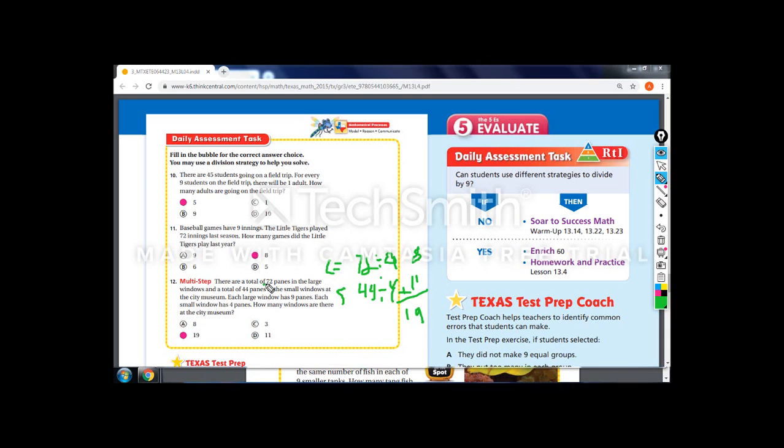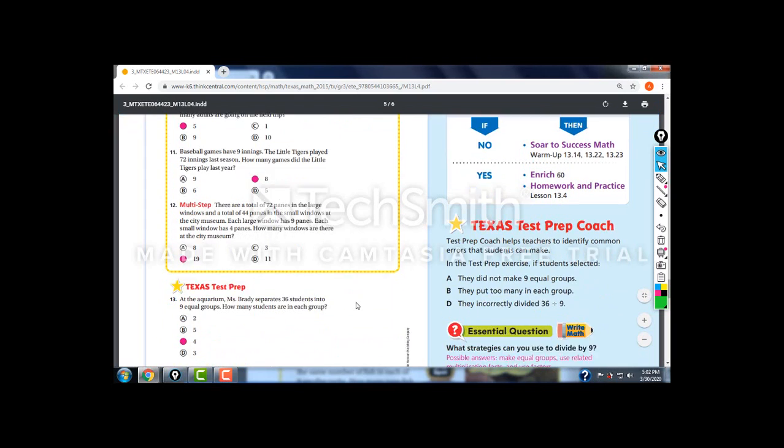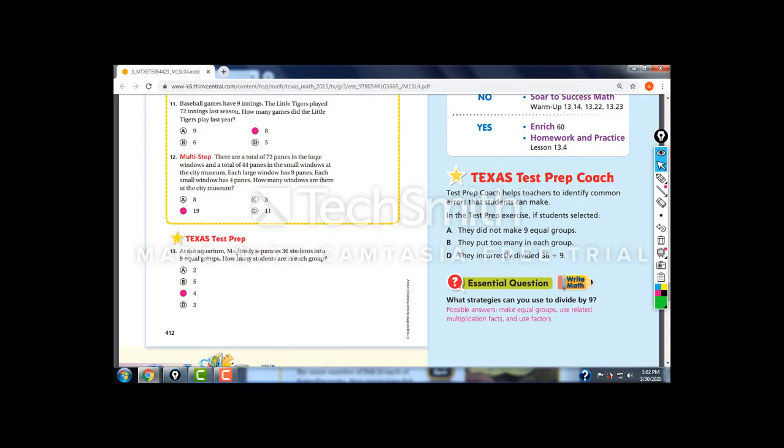So you just get the number of panes in the large one and how many panes make one of the large, and you divide it. It takes 9, so you divide that by 9, and the same thing for the small. Get the total number of panes, and you divide by the number of panes it takes to make a small one. Here's an easy one.